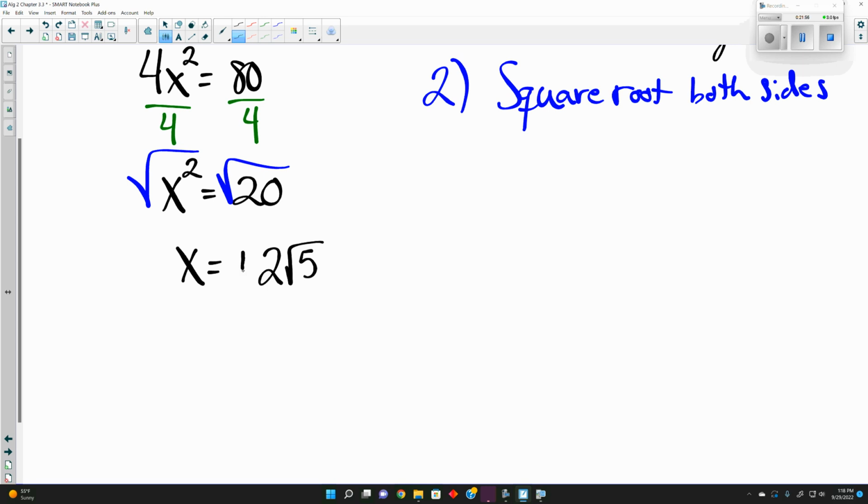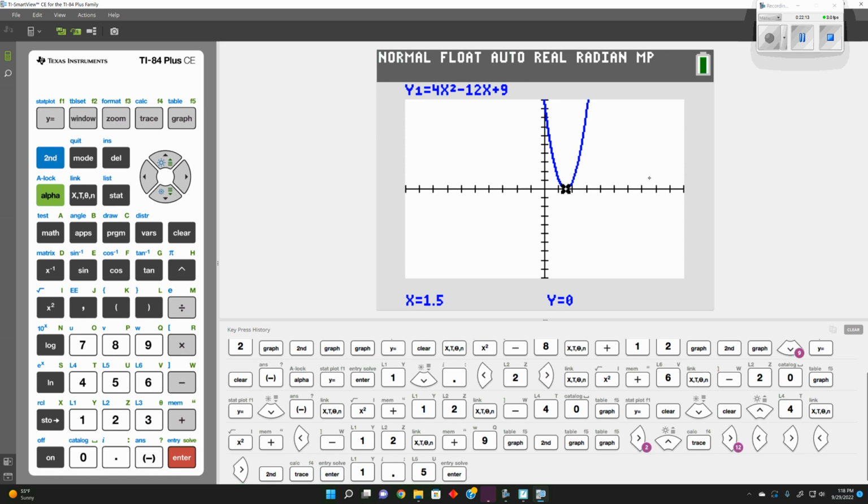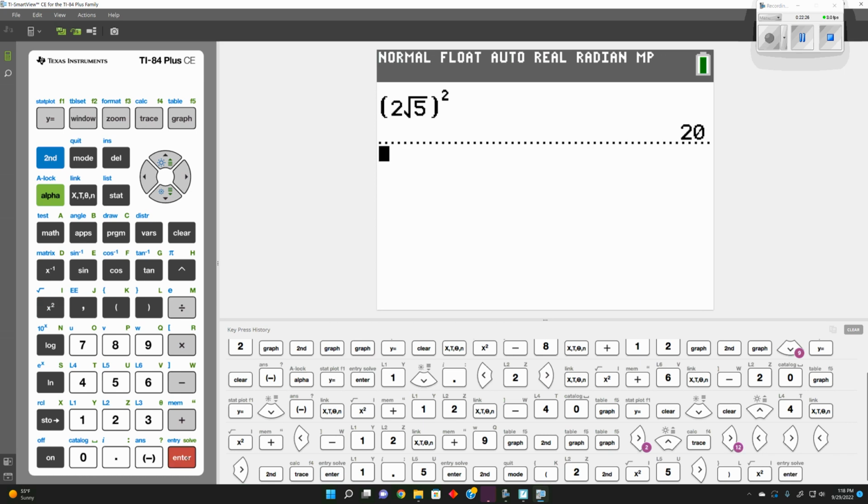Because we need plus or minus. Now the third step is to solve for x if x is not by itself. Now we do need the plus or minus. Because here, I'm going to just show it to y'all. Because if we said 2 square root of 5, and we're saying that if we square this, we get what? 20, yes? Let's try this.